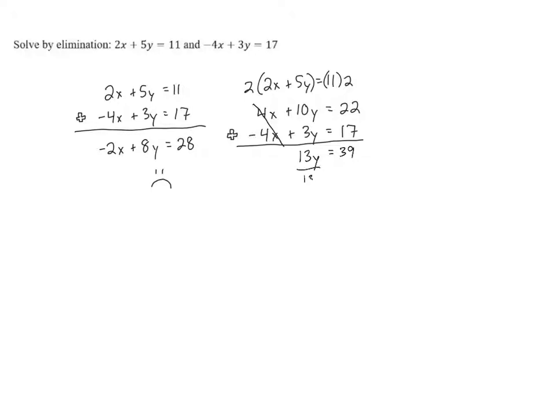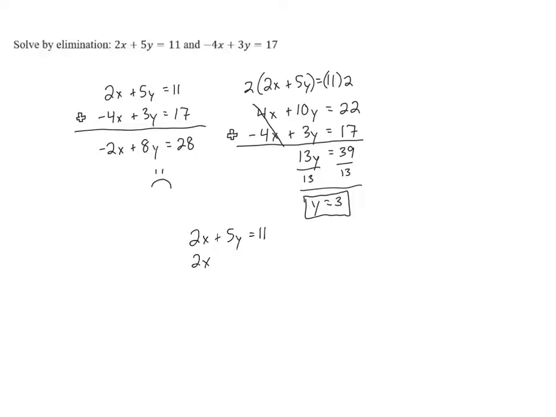We can get y alone by dividing both sides by 13. 39 divided by 13 is 3, and so we end up with y equals 3. But we're not finished yet because we still have to solve for x. Whenever we have the value of one variable, we can plug it into any of the equations that contain both variables to solve for the other. So we could pick 2x plus 5y equals 11, or negative 4x plus 3y equals 17, or even positive 4x plus 10y equals 22. We can pick any of them. I'm going to pick the first one, 2x plus 5y equals 11, because it doesn't have any negative coefficients, and the coefficients are small, so it's a little bit easier to manage.